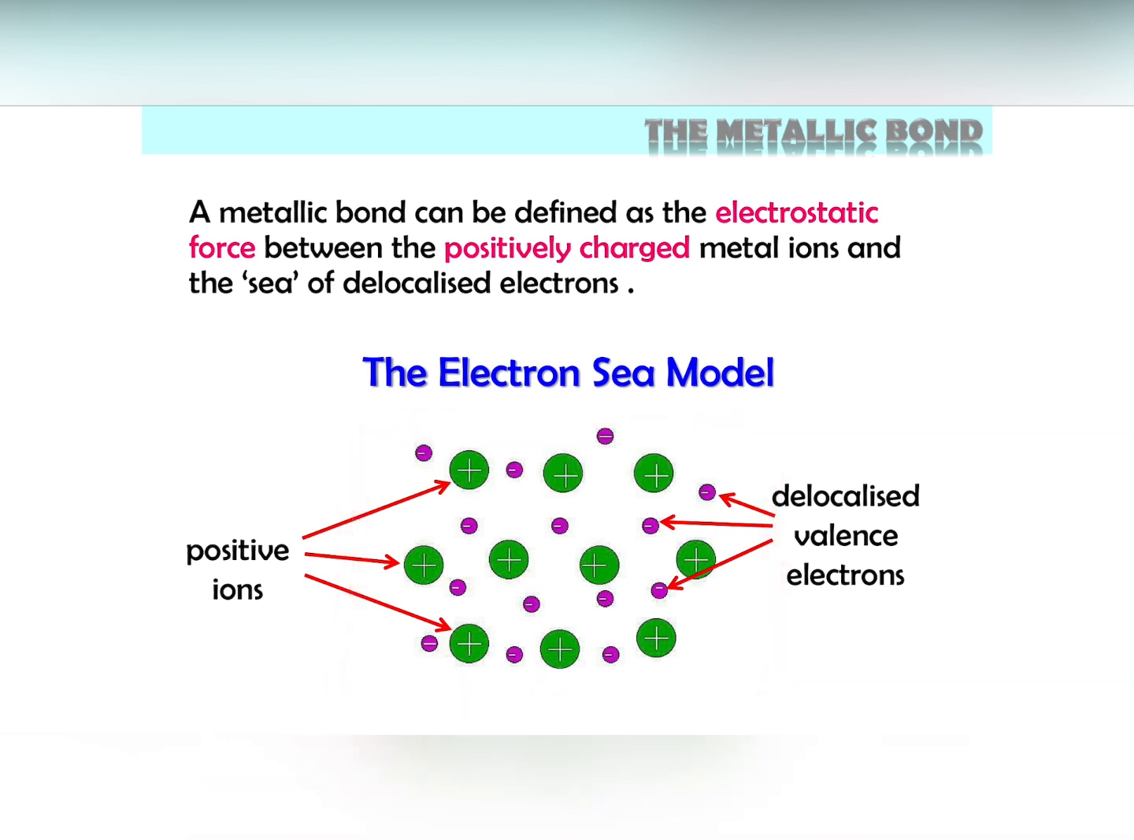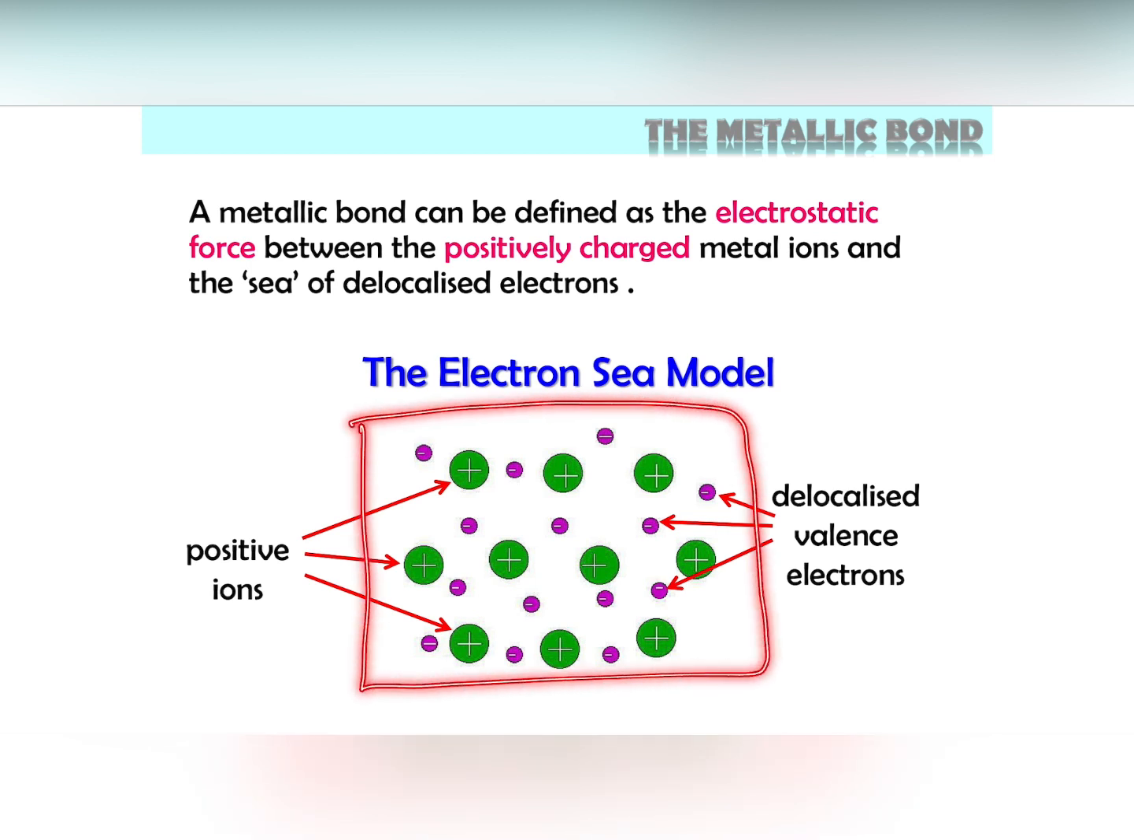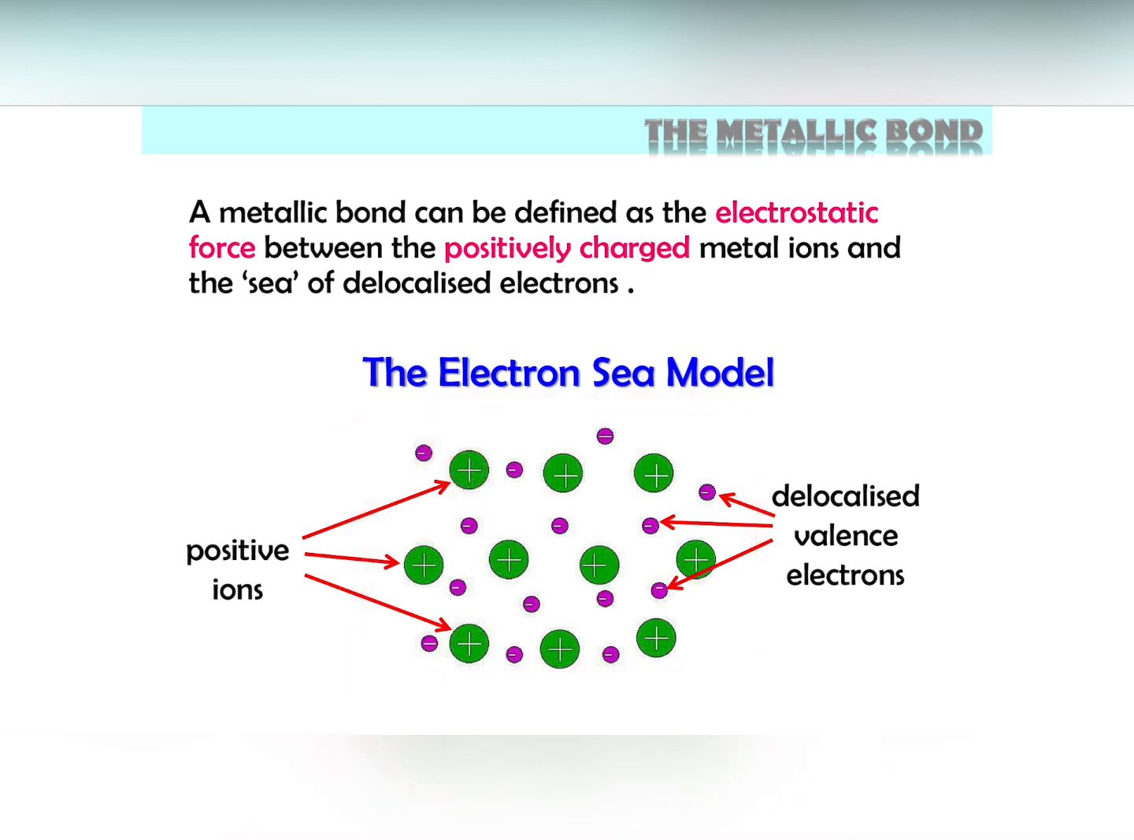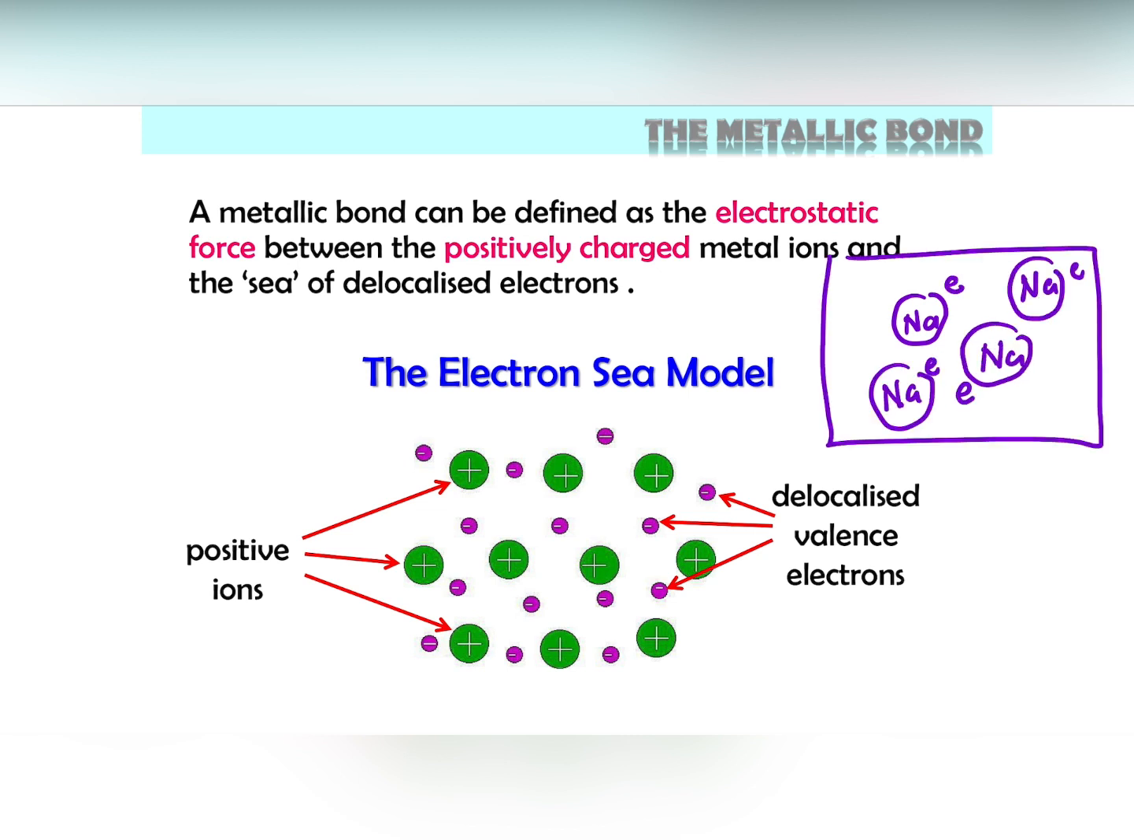So if the question asks you to represent the electron sea model, just draw, okay, let's say positively charged and surrounded by electron. So kalau specifically contoh metal sodium, let's say sodium metal, you just draw sodium and then surrounded by electron. Okay, so something like this. So this is the representation of electron sea model.